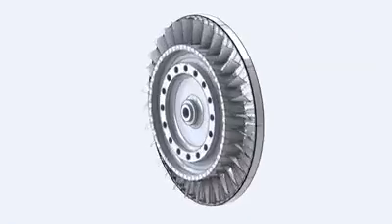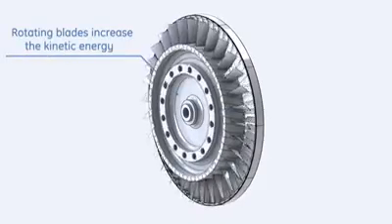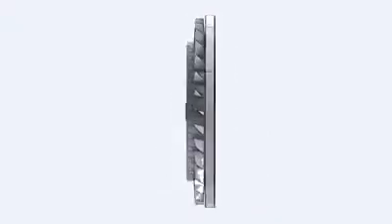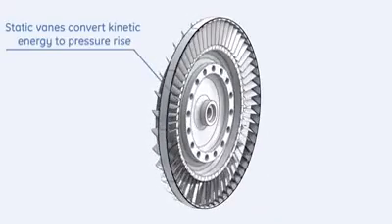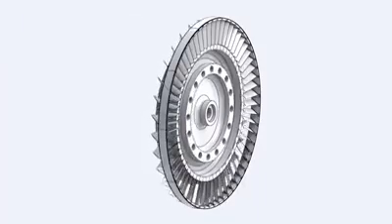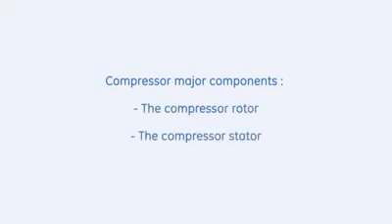Compression is achieved in each stage as the rotating blades increase the relative velocity of the air. Then, the stator stationary blades convert the gained kinetic energy into a pressure rise and guide air to enter the following stage at the proper angle. The compressor consists of two major components: the compressor rotor and the compressor stator.